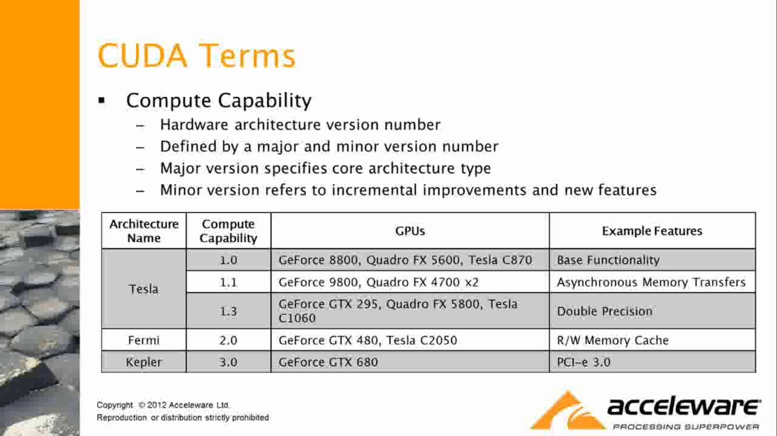It had basic functionality. In 1.1, you all of a sudden got the ability to do asynchronous memory transfers, meaning you could write to the card while you were continuing to do computations on the GPU. Double precision was introduced in 1.3. Fermi came out and it was 2.0, and that introduced caching into the memory. We'll talk about that this afternoon. And then Kepler, which is 3.0, has PCIe 3.